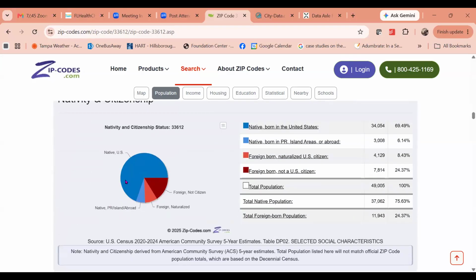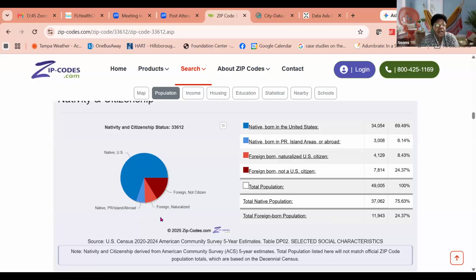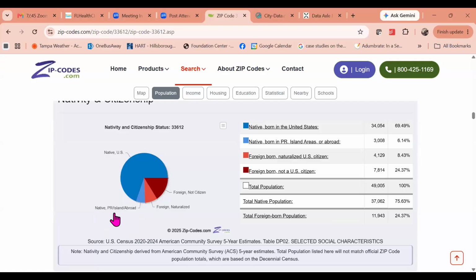Citizenship. The majority are from America. However, you do have 15 percent from foreign nations, non-citizens, and Native American. About 6 percent are Native American.